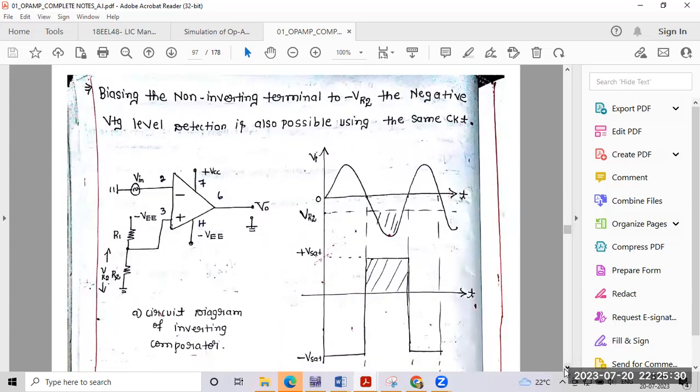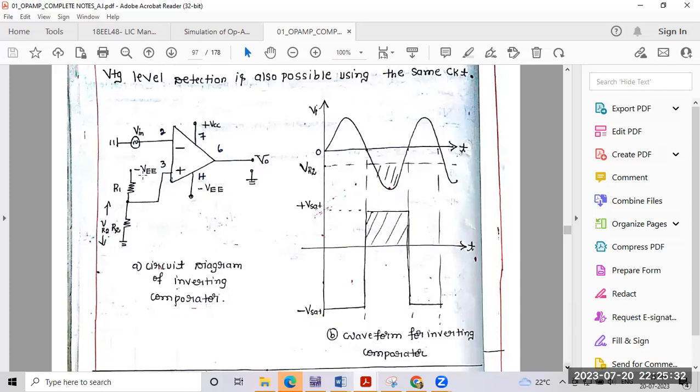Another condition, very simple. In the last case, I gave positive VCC. Here, negative VEE, so here I'm going to observe. In the last case, with positive VCC, I put a dotted line in the positive half cycle. Here, with negative VEE, I put a dotted line in the negative half cycle. Whenever our input reaches this negative reference voltage, our output will change from negative saturation to positive saturation. In the last case, positive to negative, negative to positive. In this case, negative to positive, positive to negative.